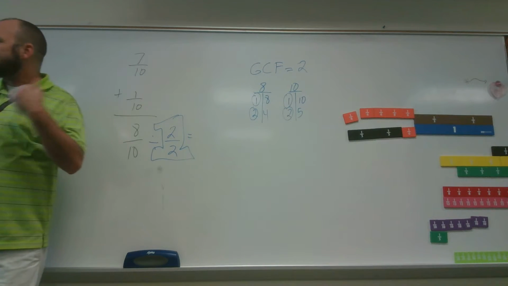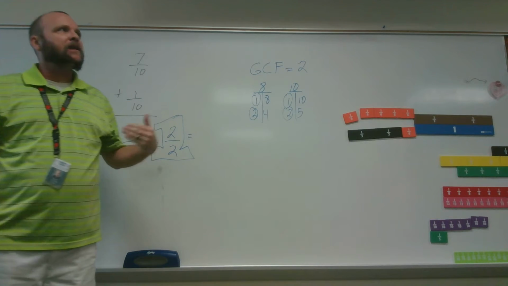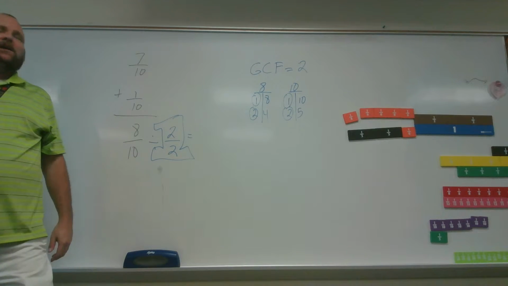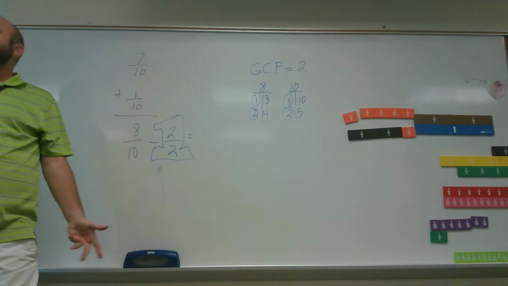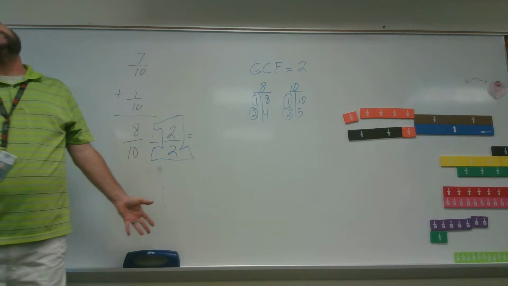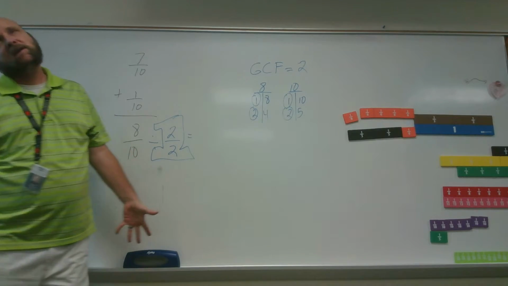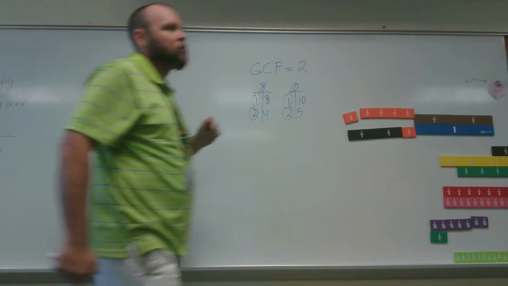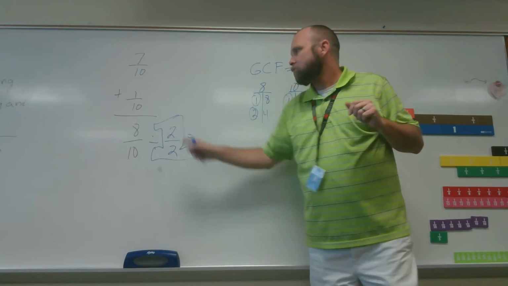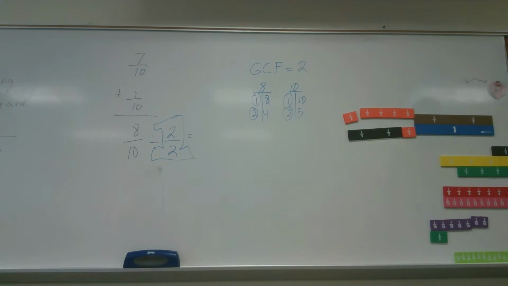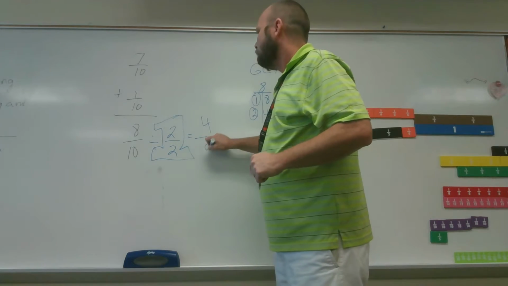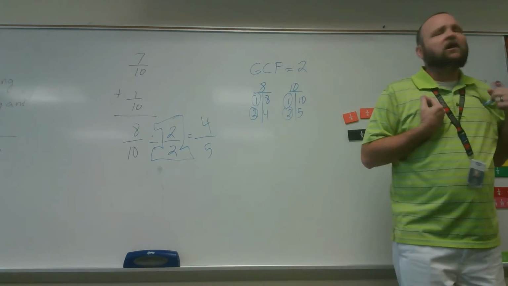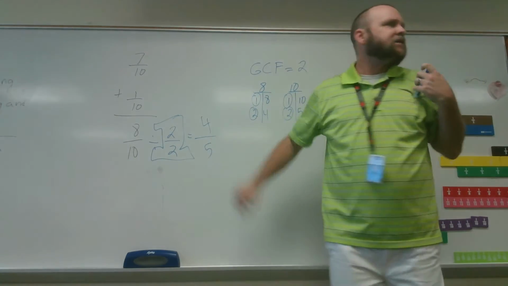Because, as a friend of mine named Delaney once said, Mr. McMurdo, if you divide a number by 1, it doesn't change the number. It just changes the way it's written. Same with multiplication. We're going to divide straight across. 8 divided by 2 is? 4. 10 divided by 2 is? 5. So what I'm trying to tell you is 8/10 is equal to 4/5.